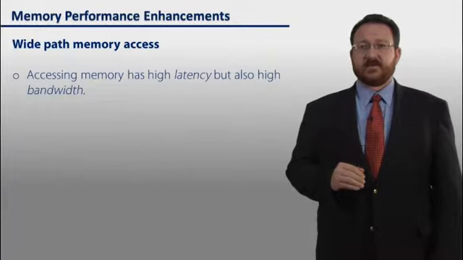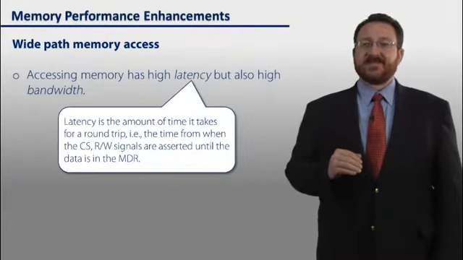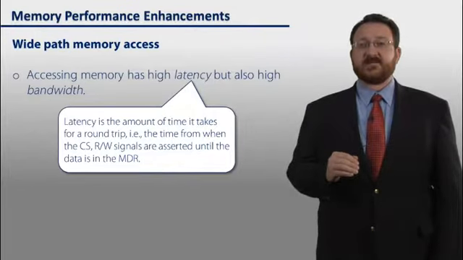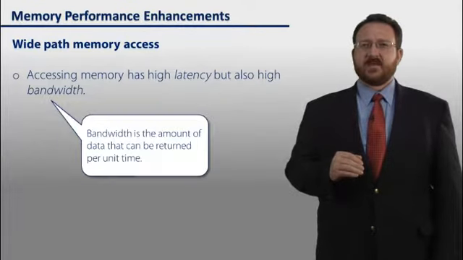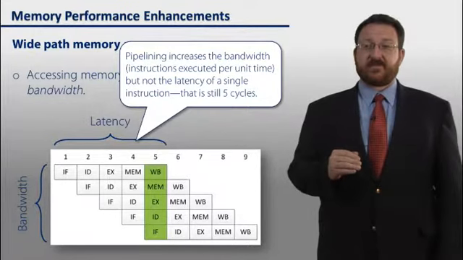That's what we need. Latency is the amount of time it takes for a round trip. That is, from the time when we assert the chip select and the read-write signals until the data is in the MDR. That takes a long time. But bandwidth is the amount of data that can be returned per unit time. So, pipelining is going to actually increase the bandwidth.